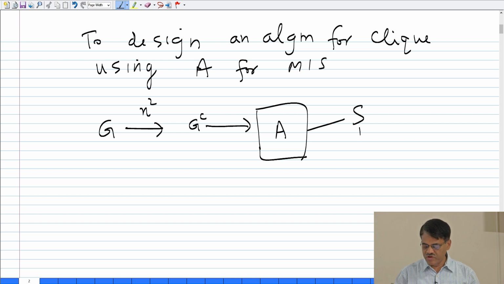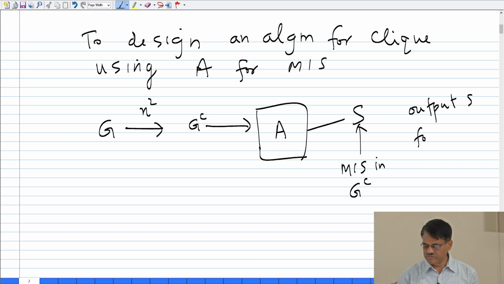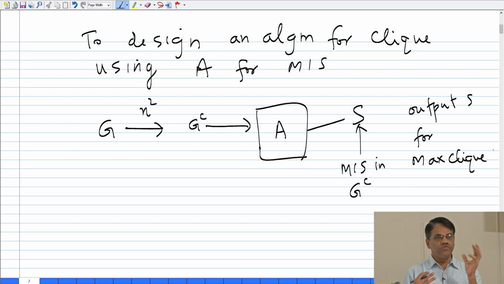If it gives me some subset S in whatever input graph, that set is the maximum clique in my original graph. So output S. And why is this the correct algorithm? Because a set of vertices is a clique in my graph if and only if it is an independent set in the complement graph. That's exactly the way complement is defined.